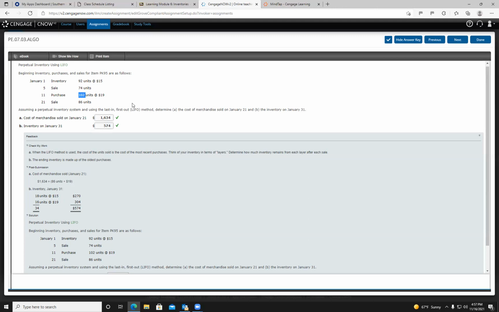Now we sold 74 units on January 5th, and then we sold another 86 units on January 21st, leaving us with only 34 units on hand at the end of January. So if you look right here, 34 units.